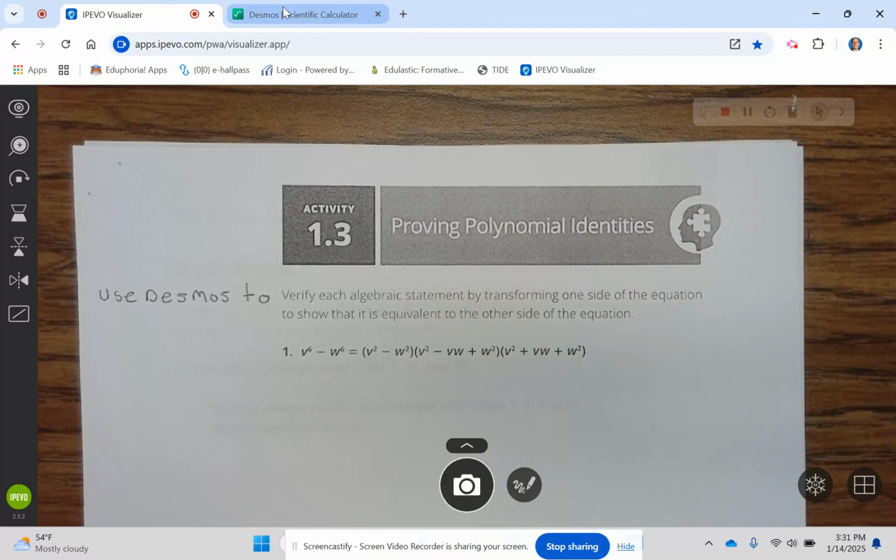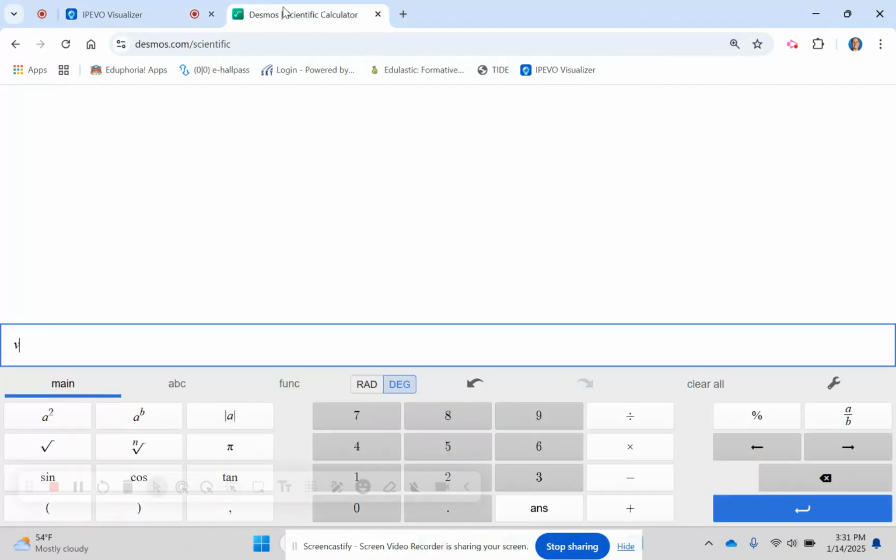All right, so to do this, we're going to use Desmos. I'm going to define v equals 1 and w equals 2. It's going to pick random numbers for v and w. Then I'm going to plug in the left side, so v to the 6th minus w to the 6th. Now I get negative 63. Now, if they're equivalent, I'll get negative 63 for the other side.